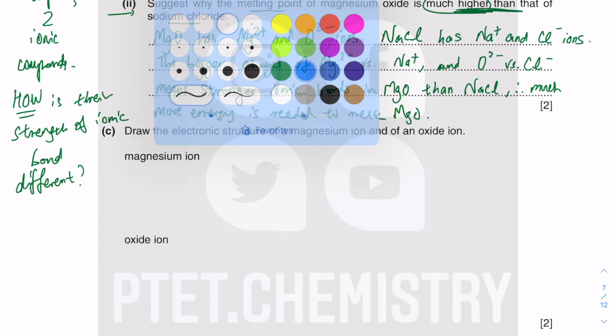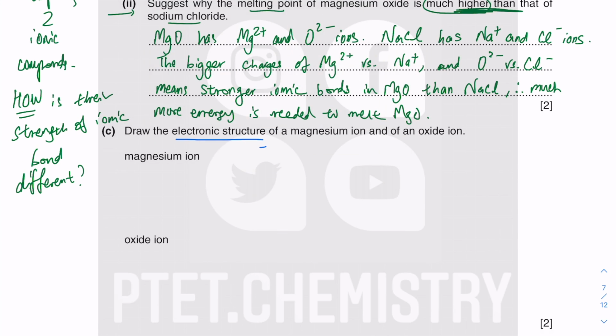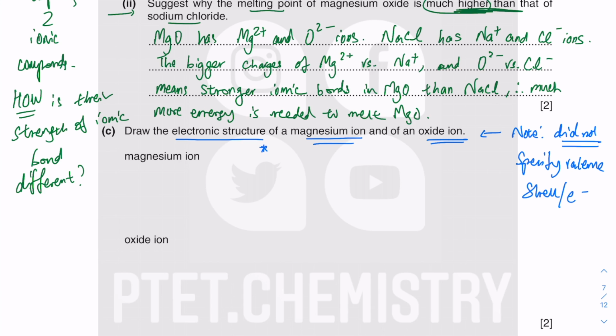The next bit is basically a simple dot and cross. This is draw the electronic structure of a magnesium ion and an oxide ion. Note that they did not specify valence shell or electrons. If they don't specify to draw valence shell or valence electrons only, that means you have to draw all of them. Mg2+ is going to have neon's electronic configuration, so it's 2,8. O2- is also going to have neon's electronic configuration, so it's 2,8.